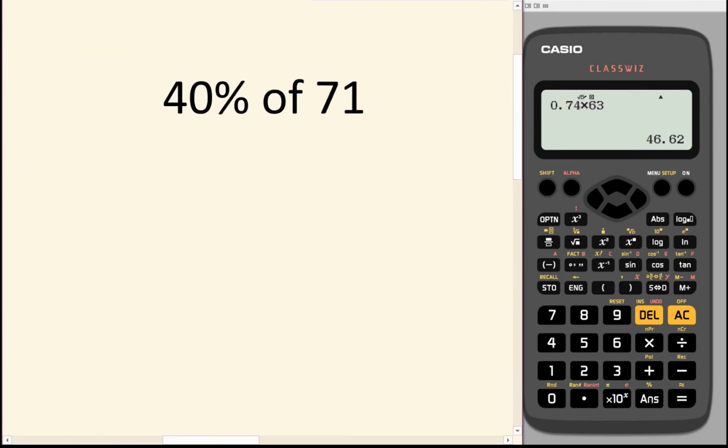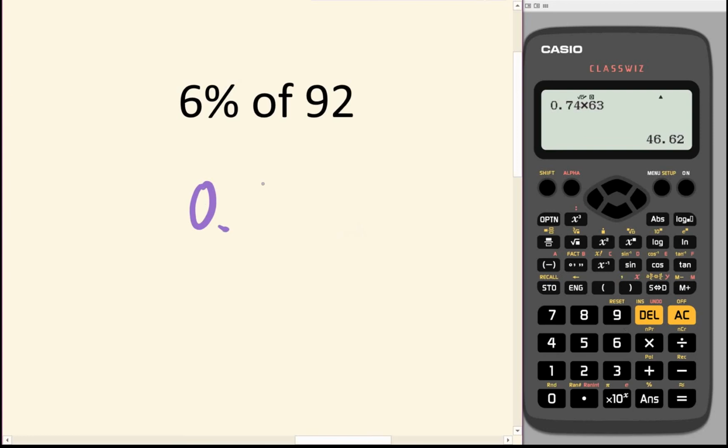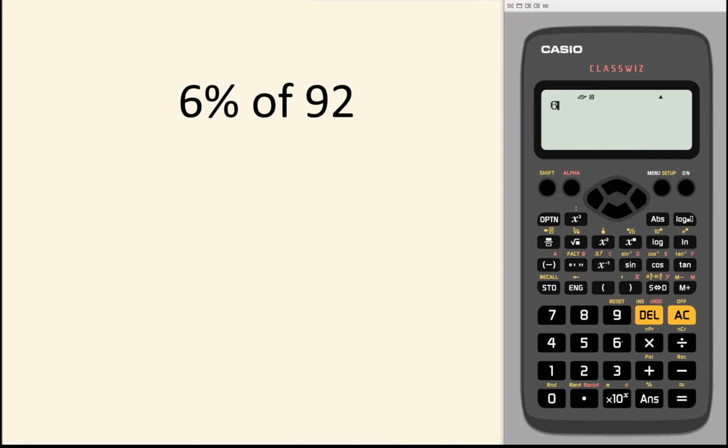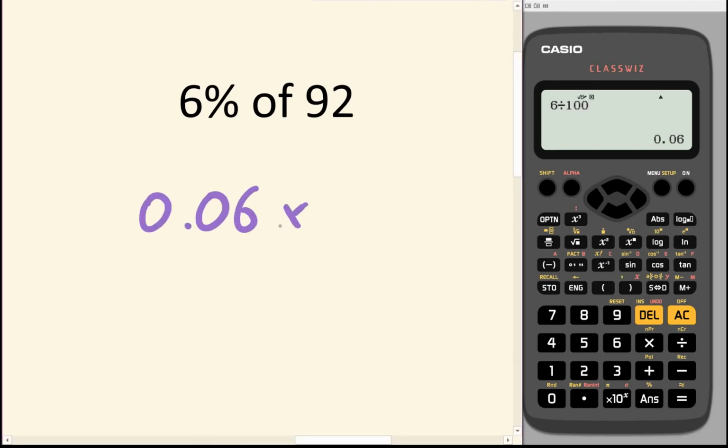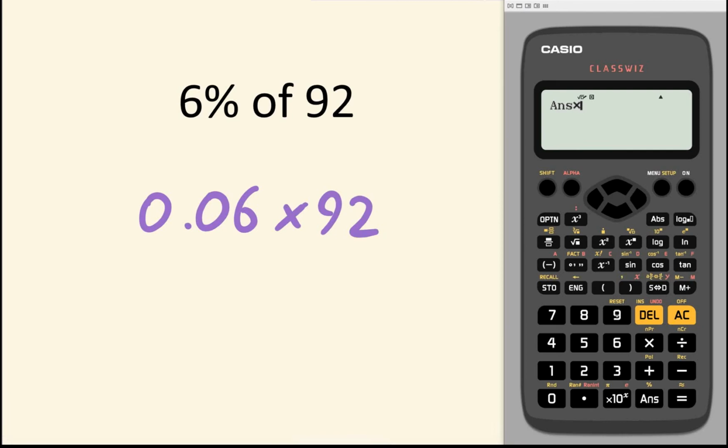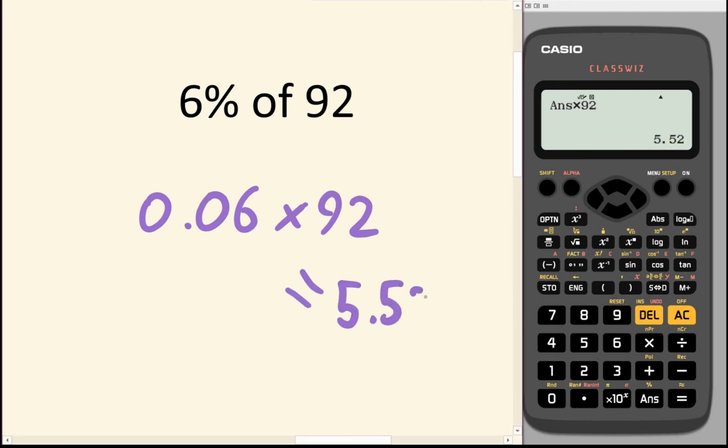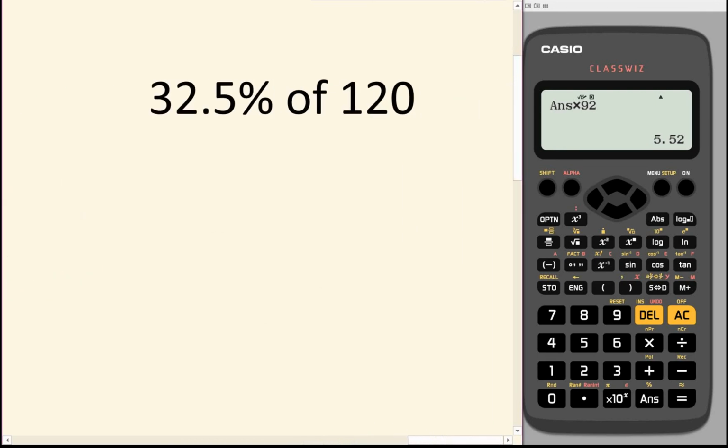If you had 40% of 71, you would do the exact same thing. You would divide 40 by 100, which gives you 0.4 or 0.40, and you would then times that by 71. Occasionally you get some slightly awkward ones. If you've got 6%, just be careful you don't write it as 0.6. If I do 6 divided by 100, and percent always means divide by 100, that gives me 0.06, which you would then times by 92. So in this case, it would be 5.52.